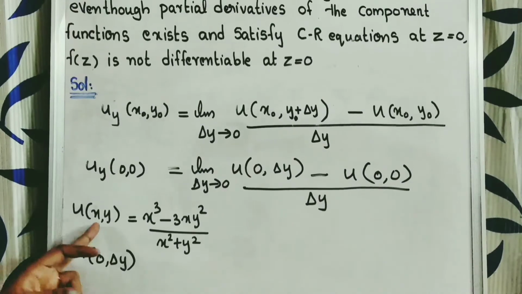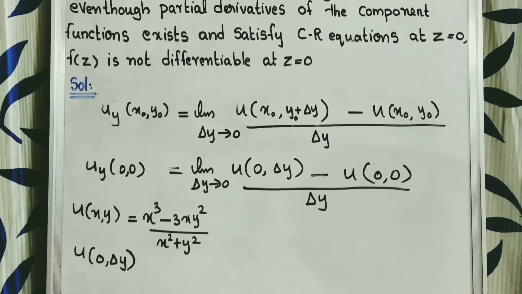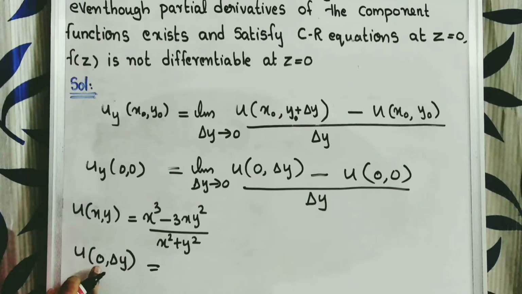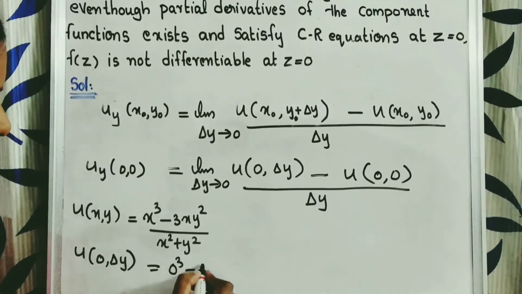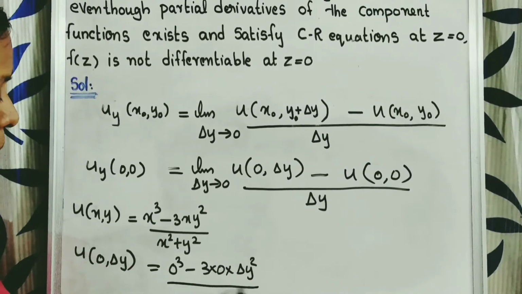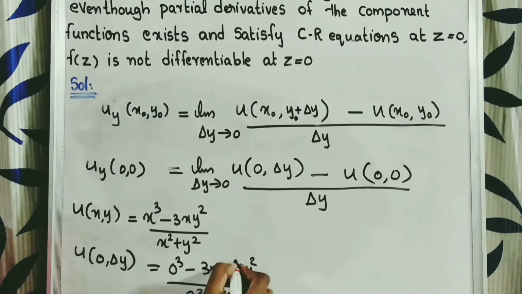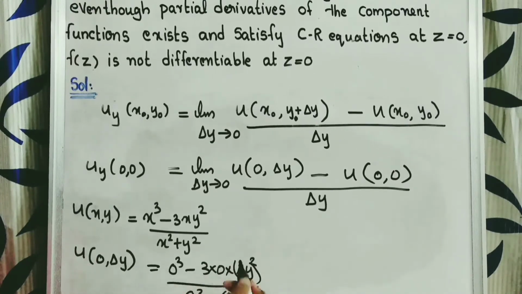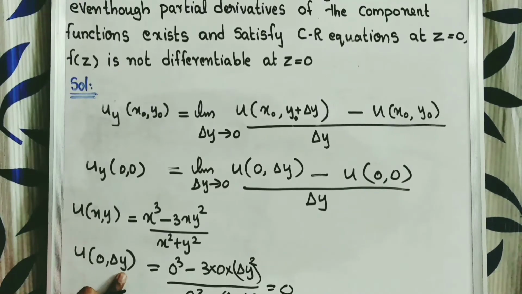We know that u(x,y) is equal to (x cube minus 3xy square) divided by (x square plus y square). We have to find u(0,Δy), that is, in the place of x put 0 and y is Δy. Putting the value we get (0 cube minus 3 into 0 into Δy square) divided by (0 square plus Δy whole square). We get in numerator 0, 0 divided by Δy whole square, that is equal to 0. We get u(0,Δy) is equal to 0.